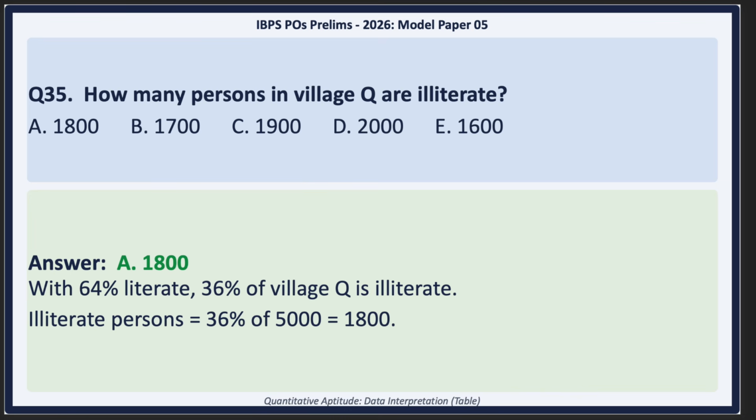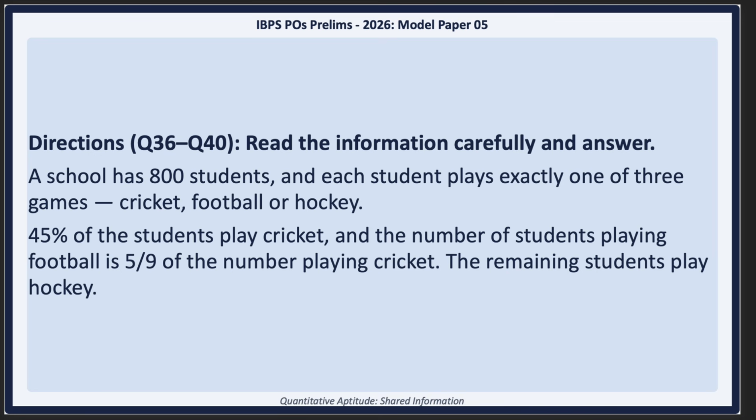But let's look at questions 36 through 40. This is a caselet. It's this paragraph of text explaining that 800 students play cricket, football, or hockey. The dreaded wall of text. Yeah, I have to admit, when I see a wall of text instead of a nice, neat grid, my instinct is to read it top to bottom like a story. Why is that a bad idea? Because it's not a story, it's a disguised spreadsheet. If you read it like a novel, your working memory just gets totally overloaded.